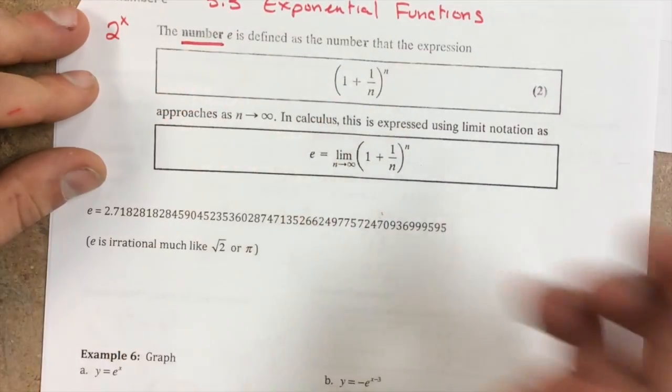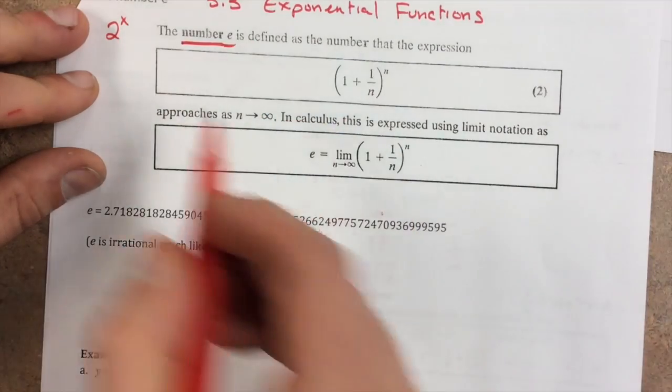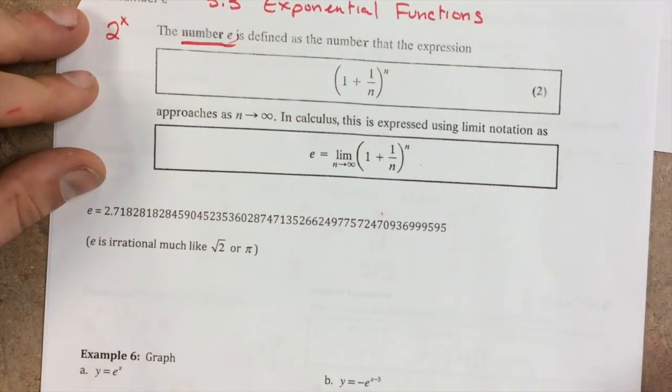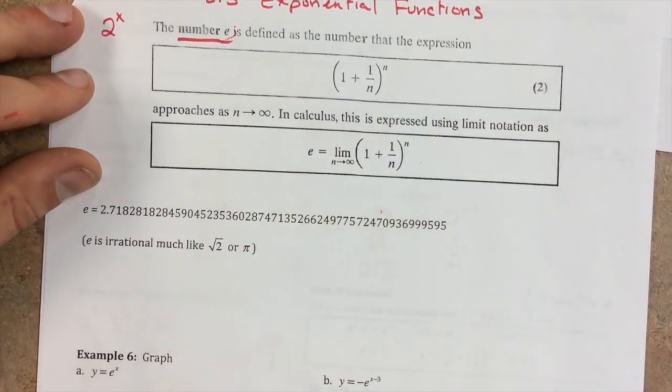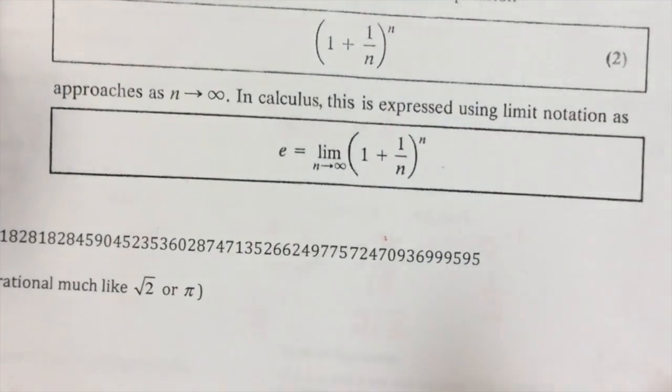A new number that's on your calculator that you might have seen before is the number e. It's very important in math. There's a lot of calculations to go along with it. And so here's the definition of e.